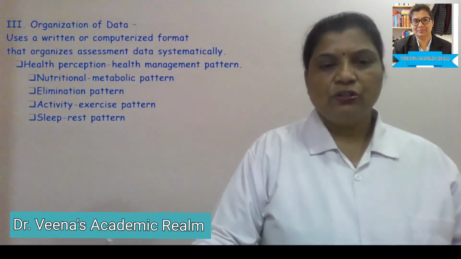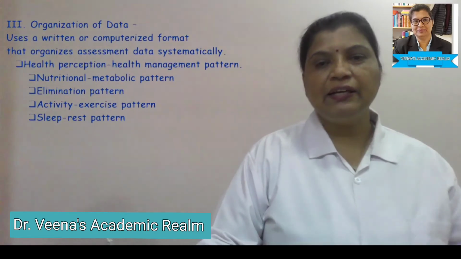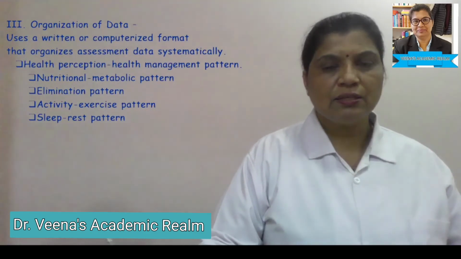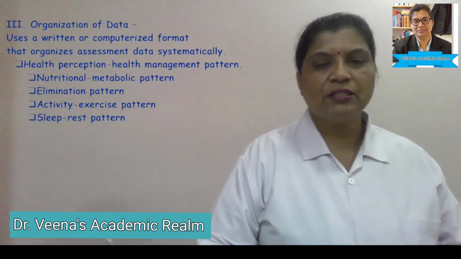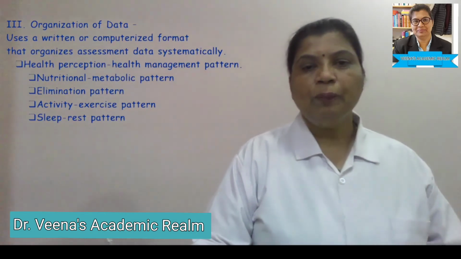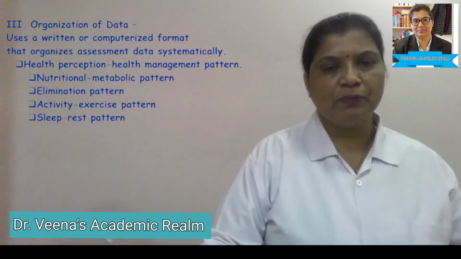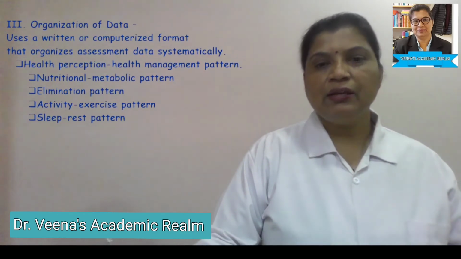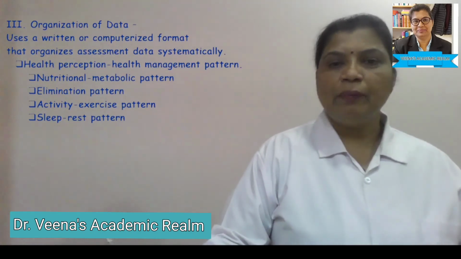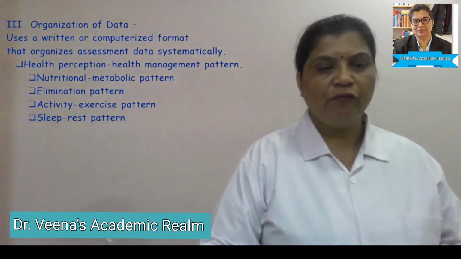Next is the organization of data, which is very important. We collect the information, we validate the information, but we don't organize. So we need to organize the information so that it looks systematic, and we can plan the nursing care process in a systematic way, or give priority to the patient as per the patient's needs and problems. It can be in a computerized form or a written form, but it will be systematic, organized information.